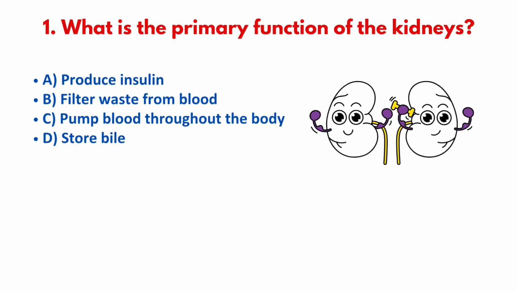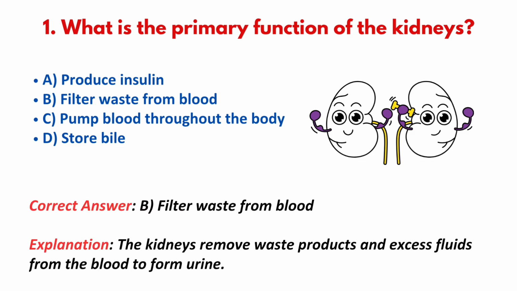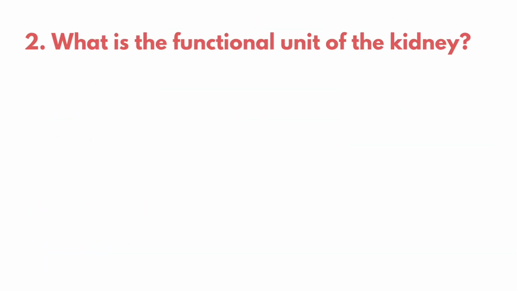1. What is the primary function of kidneys? Options are produce insulin, filter waste from blood, pump the blood throughout the body, and store the bile. And the correct answer is option B, filter the waste from the blood. Kidneys remove the waste product and excess fluid from the blood to form urine.